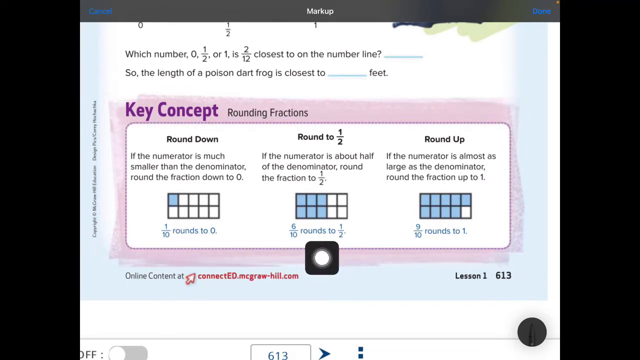Now, if you look at this one, 6/10, well, that's a little more than 0, but not quite a whole, so it's pretty close to half. And 9/10, they only have one little square that's blank, but that's not a complete whole number, but it's pretty close, so we're going to round that to a whole. So you're going to be rounding down to a 0, or rounding to a half, or rounding up to a whole number. That is what this whole lesson is about.